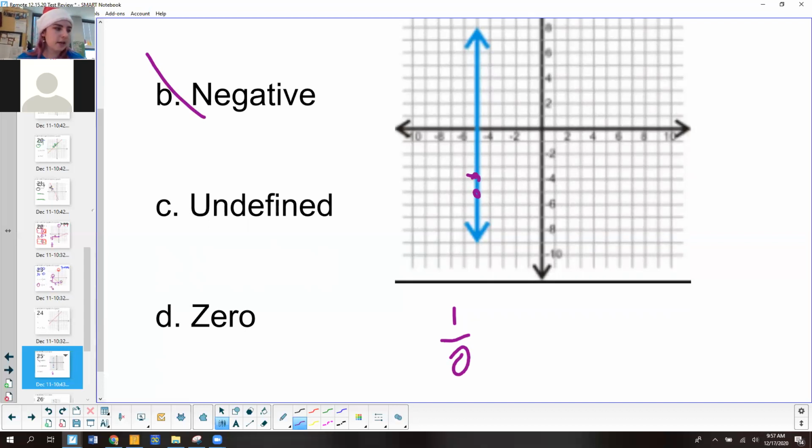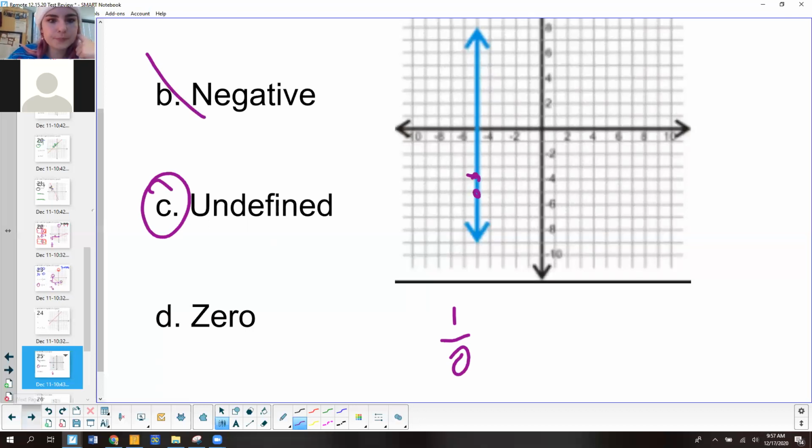And if you've ever taken anything in your calculator divided by 0, so if I take my calculator right now, 1 divided by 0, I'm going to get a divide by 0 error. So we cannot actually calculate slope or rate of change with a vertical line like this. So this is going to be undefined.